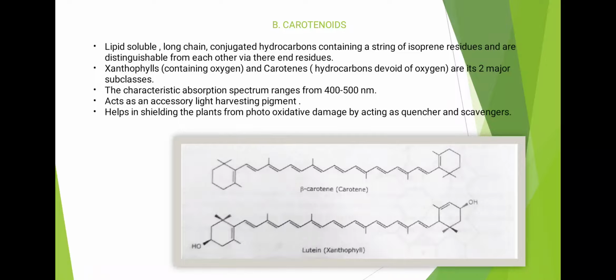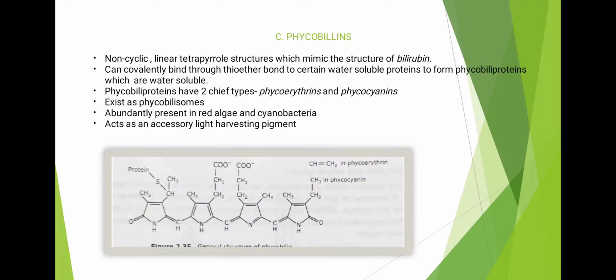Now here I have inserted the picture in which there are two types of example of carotenoids. One is from the carotene family, which are devoid of oxygen. Beta carotene is the example, and the other is xanthophyll, which contains oxygen. Now the example here given is lutein. Okay. Now let us study about the phycobilins.